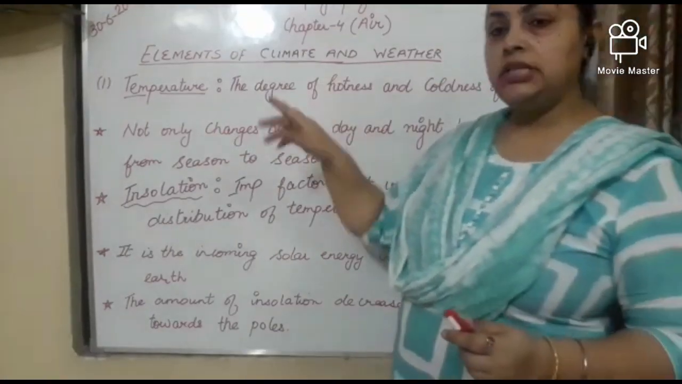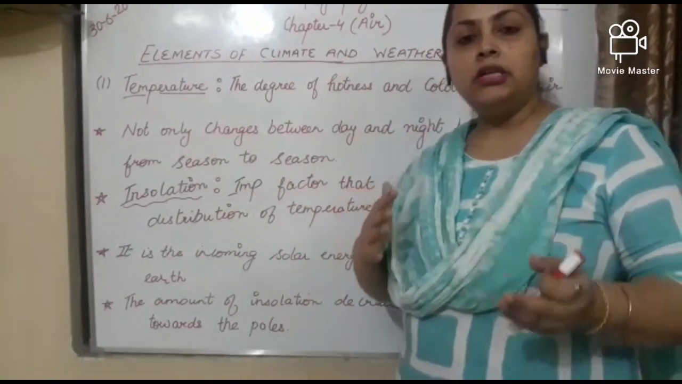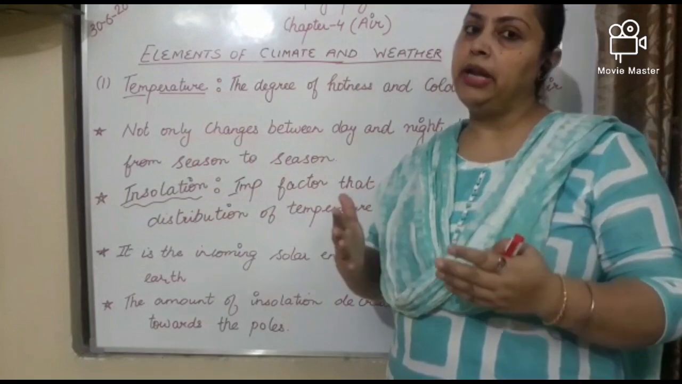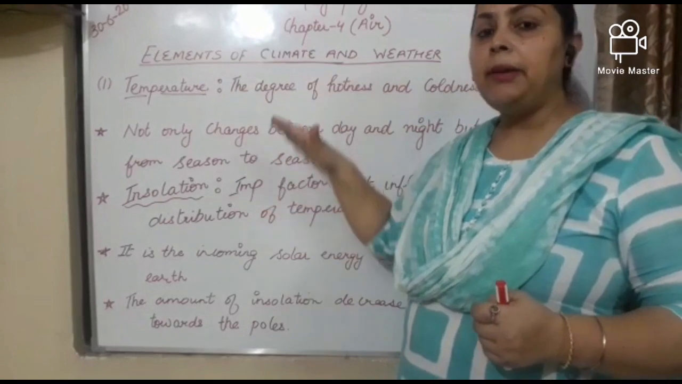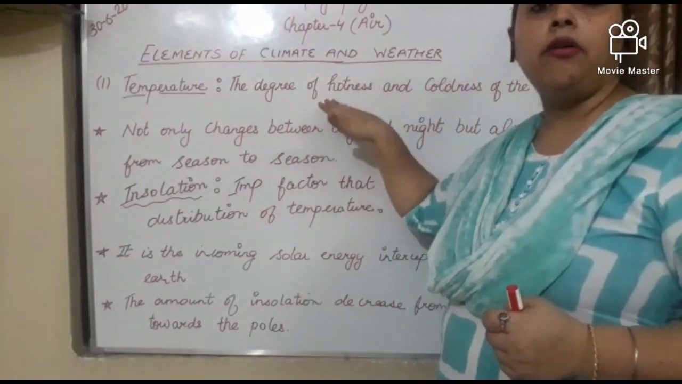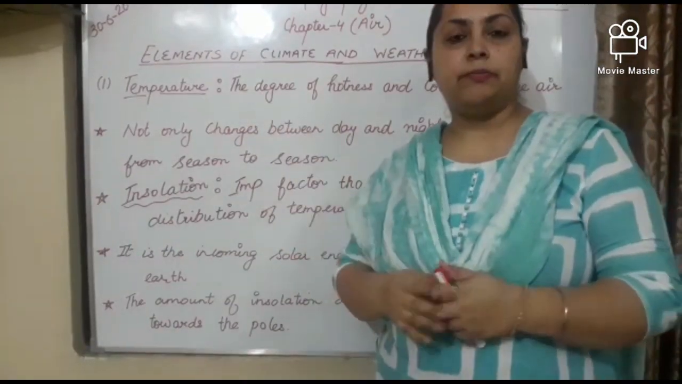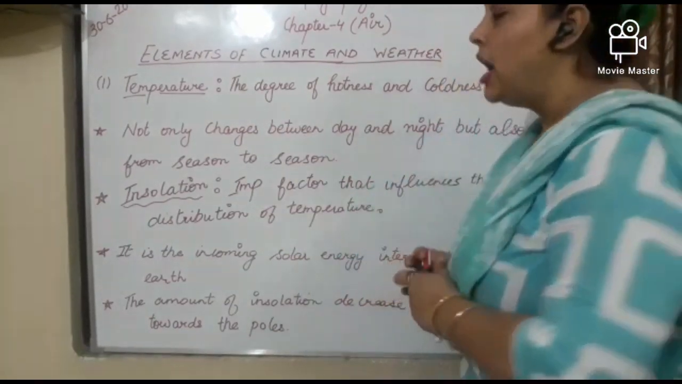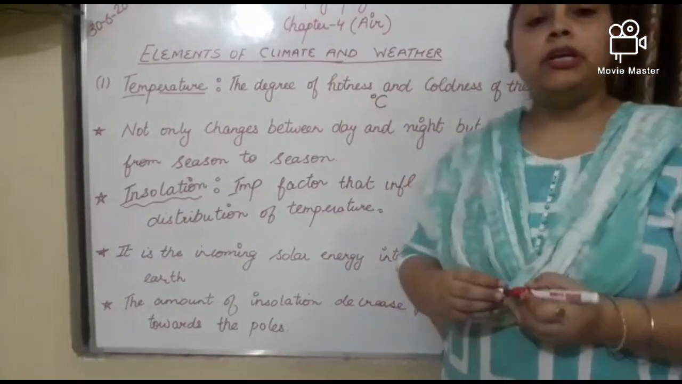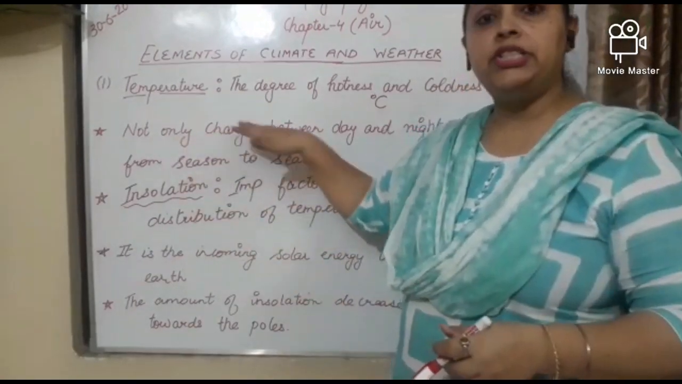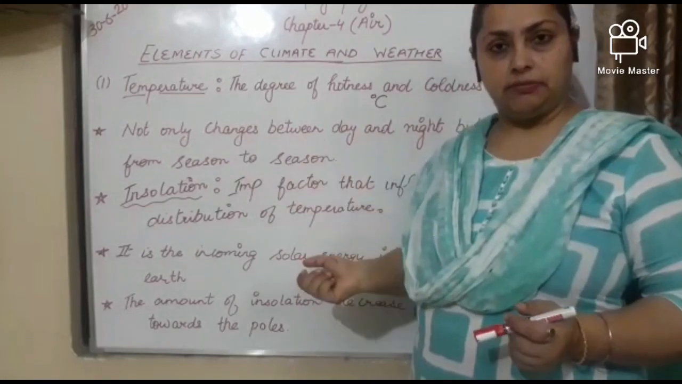Now, the first element of weather and climate is temperature. You have heard this word temperature many times in your life. What is the meaning of temperature? Basically, the meaning of temperature is the degree of hotness and coldness of the air. That is known as temperature, and it is measured in degrees Celsius. Now, the temperature of the atmosphere not only changes between day and night, but also from season to season.